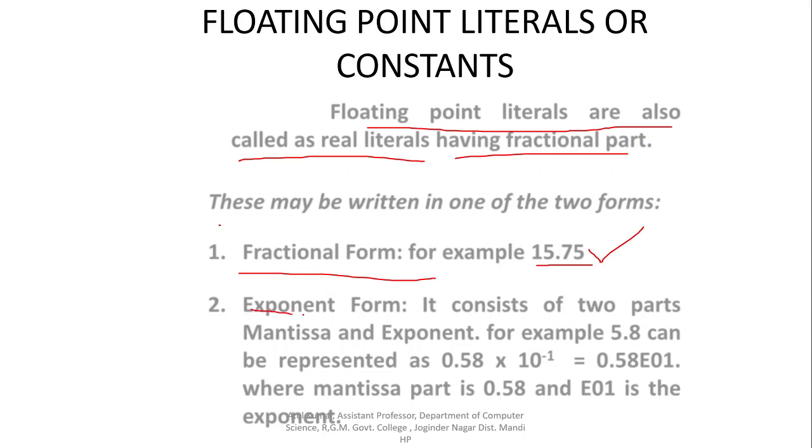Or in the exponent form, it can be written as two parts. First is the mantissa part and second one is the exponent part. For example, we have 5.8 and it can be represented as 0.58 multiplied by 10 raised to power 1, and it is equal to 0.58 multiplied by e raised to power 01. So here the mantissa part is 0.58 and e01 is the exponent part.